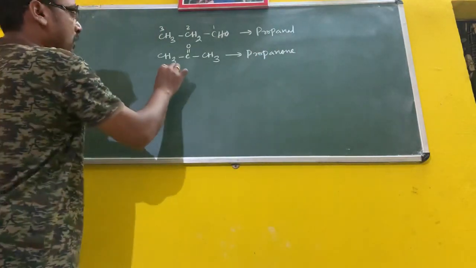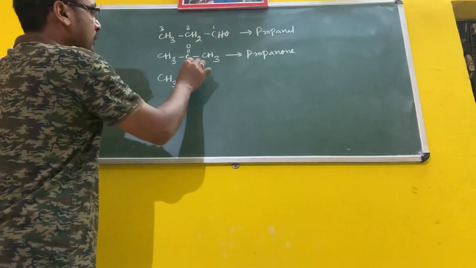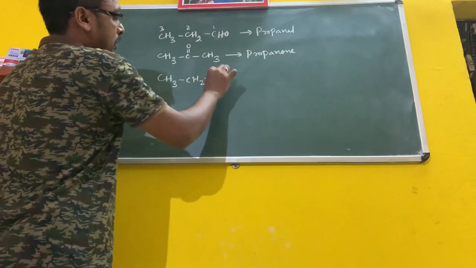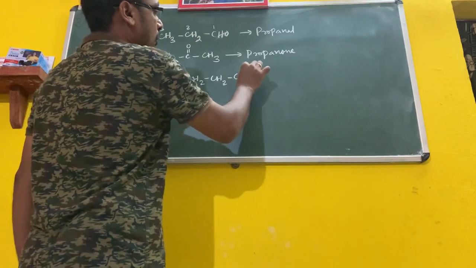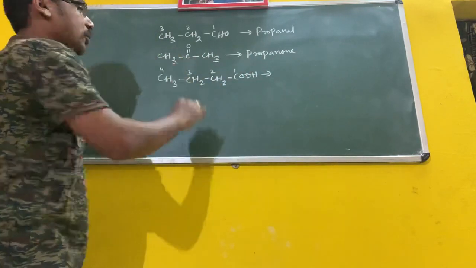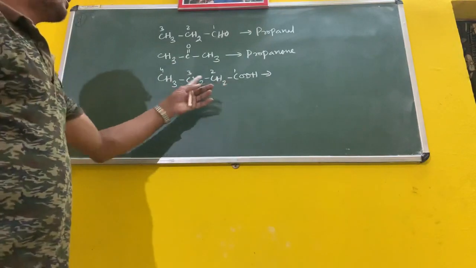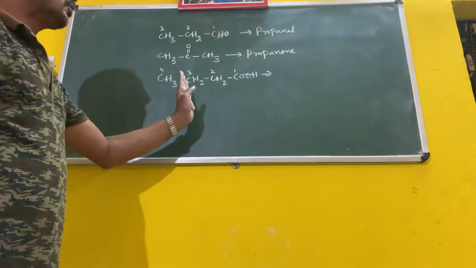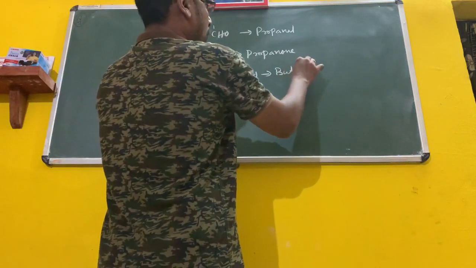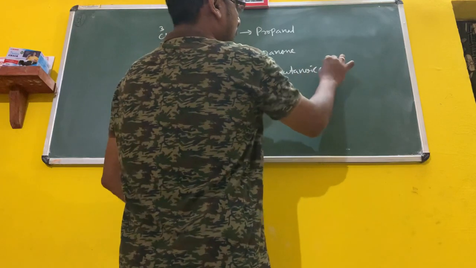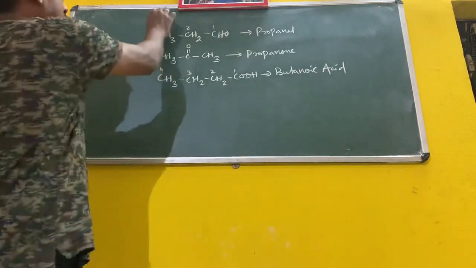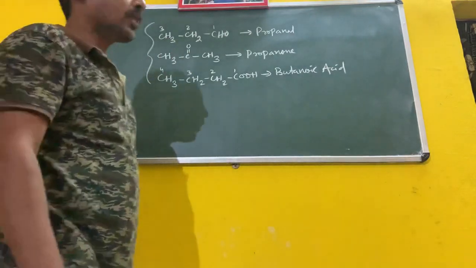And for a carboxylic acid, suppose CH3CH2CH2COOH. Counting 1, 2, 3, 4, the word root is "but", which means 4 carbon atoms. So it is butanoic acid. These are the preliminary examples, meaning simpler compounds.